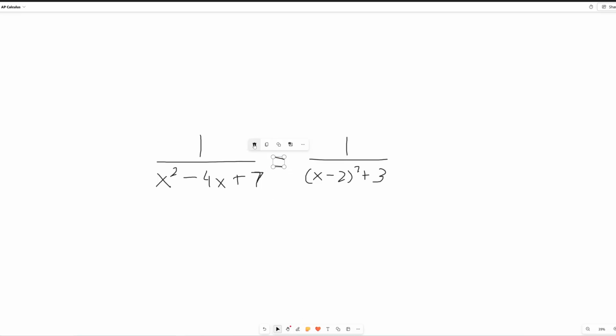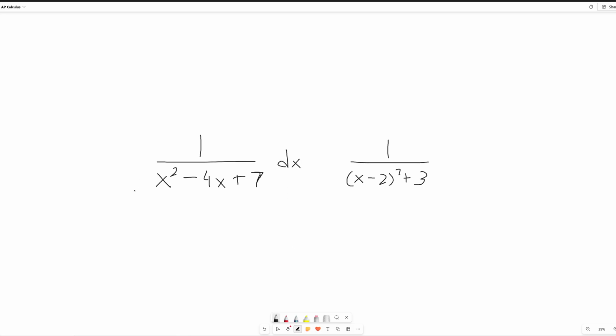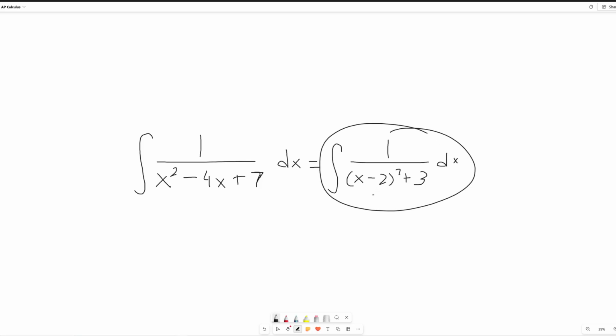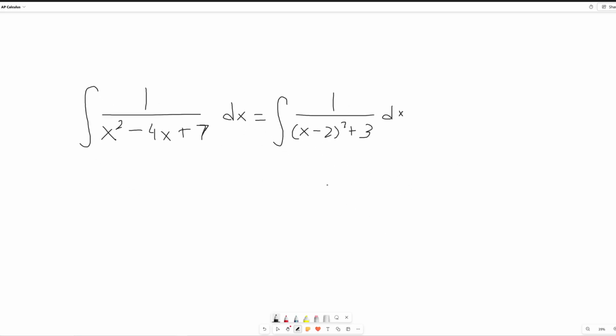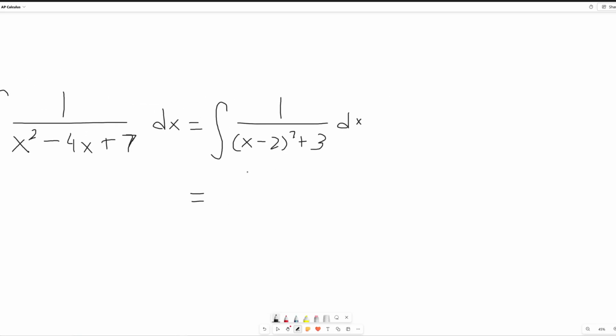And now, integrating this doesn't seem that hard, because we have our arctan relationship right here. This is our u squared, this is our a squared. So this integral is just 1 over square root of 3, because square root of 3 squared equals 3. So our a value is square root of 3. Arctan of u, which is going to end up being x minus 2, over square root of 3, plus C.